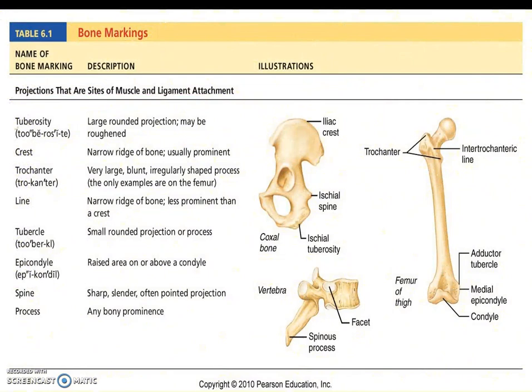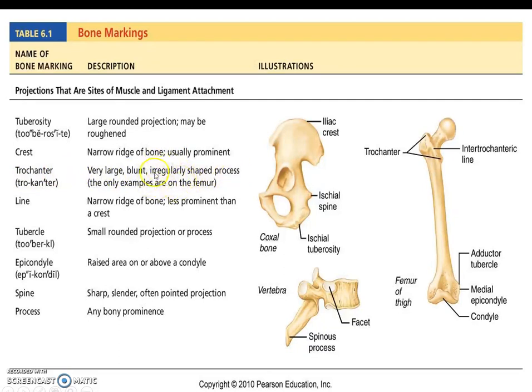All right. So now we have a lot more terms here. This is on page 180. And I won't ask you all of these on the test, but again, just treat these as vocabulary words. The reason there's pictures here is just to give you actual examples on actual bones. But over here are the words and then the definitions. Okay, so a tuberosity is a large rounded projection. Crest is a narrow ridge of a bone. Trochanters are large, blunt, irregularly shaped processes.